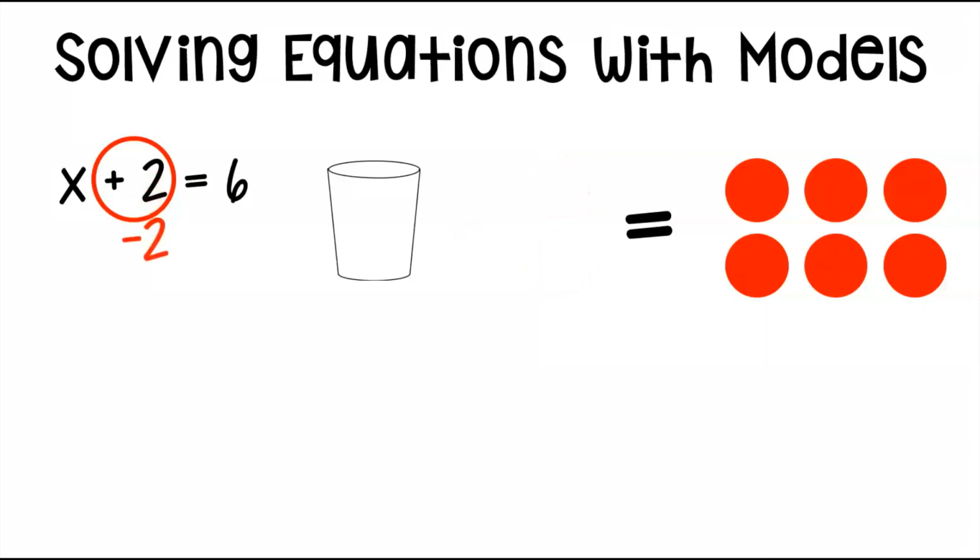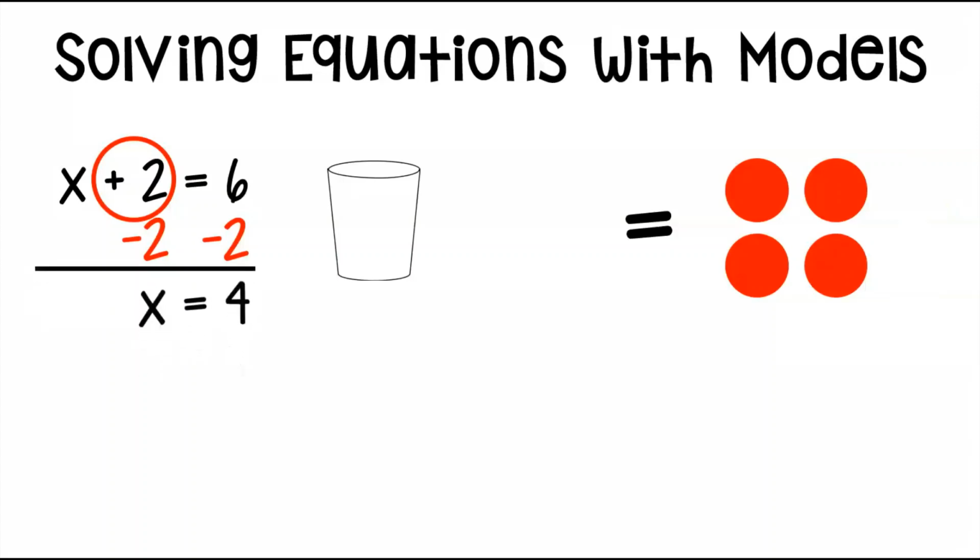And they're gone. But to keep this equation equal or balanced, we need to make sure we do the same thing on the right side of the equation. And if you notice, that will leave us with a value of 4. So x will equal 4. The number of things in the cup would be 4.